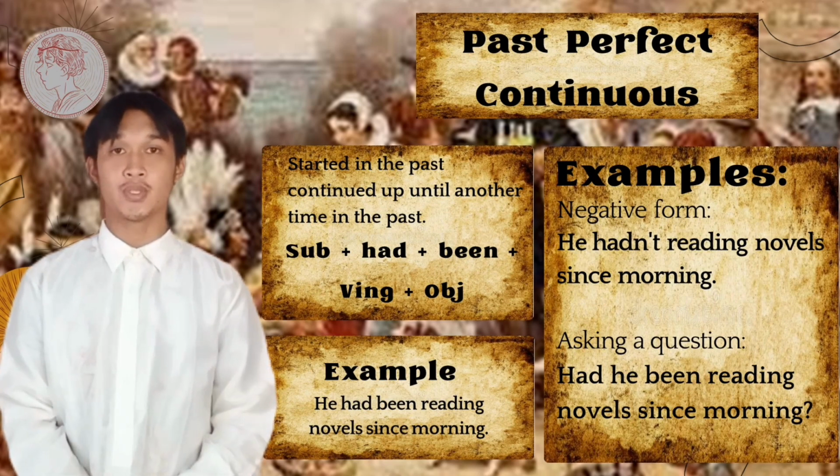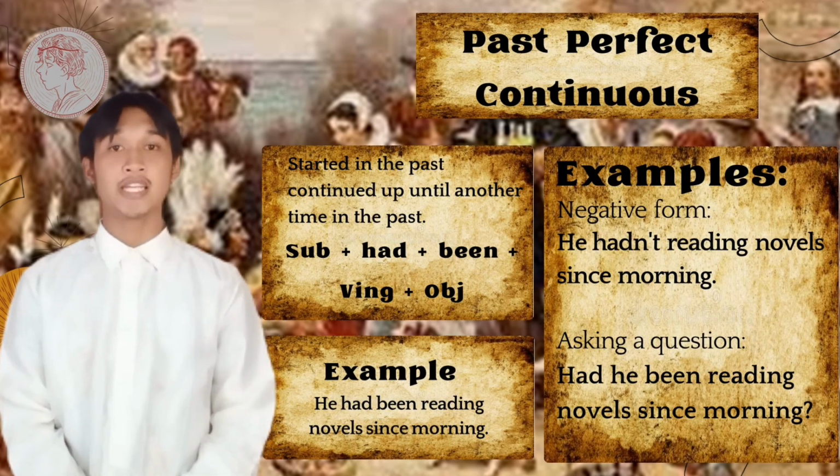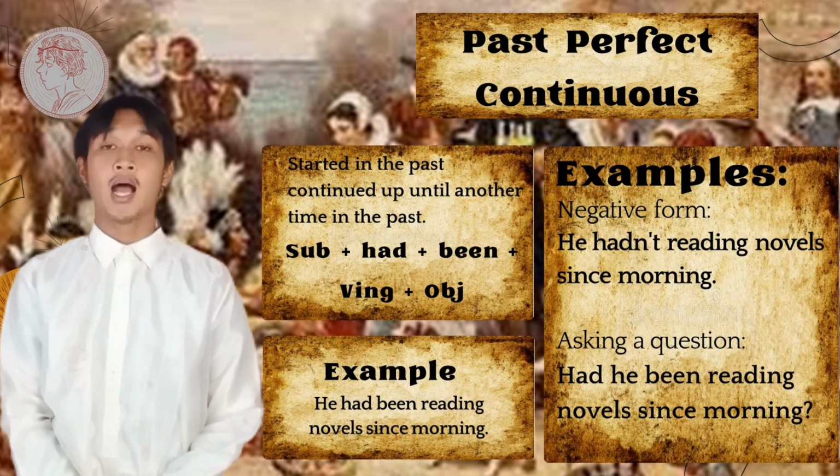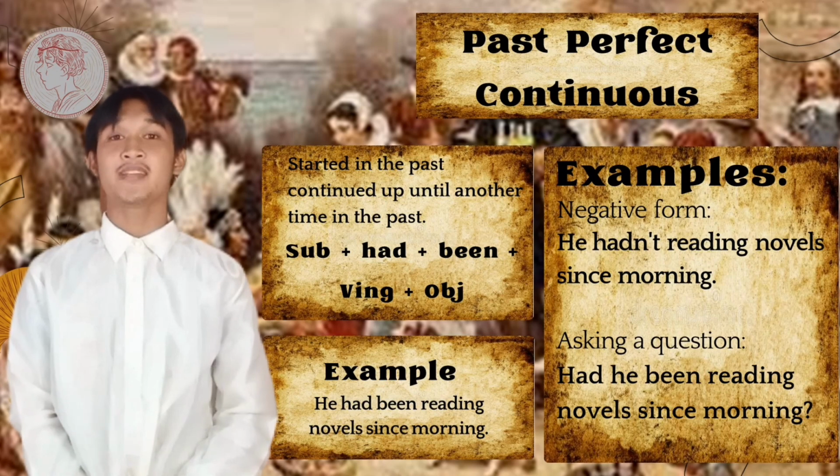Past perfect continuous. Past perfect continuous is used when an action or occurrence was started in the past, continued up until another time in the past. This tense is formulated by the subject, plus the verb had, plus the verb been, plus the verb with ing, and lastly, plus the object. Example of this tense is, he had been reading novels since morning. He is the subject, had and been are the linking verbs, reading is the verb with ing, and novels is the object.